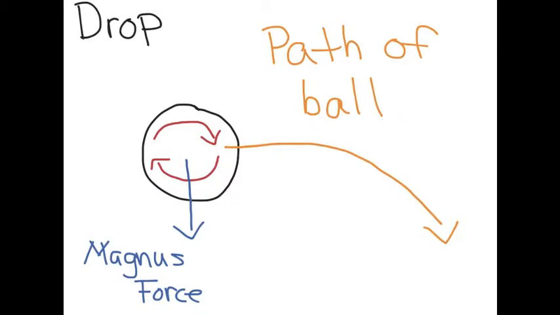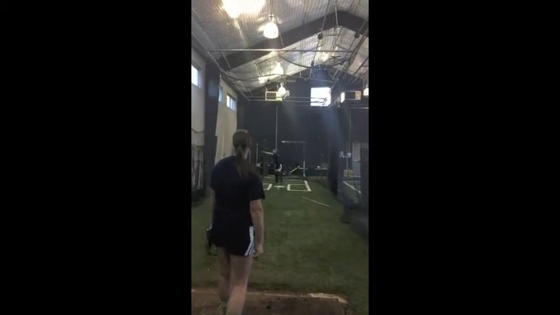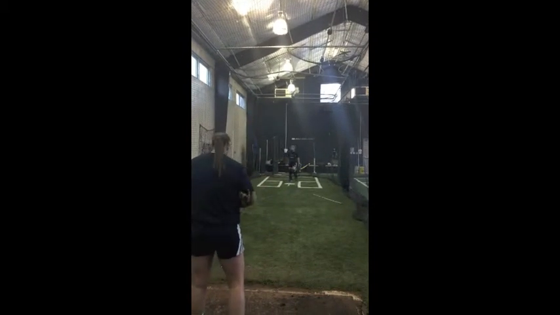Since the air will move from high to low pressure, the air above the ball will push the ball down as it tries to move downward towards the low pressure, causing the ball to drop. The final example is a rise ball, which is very similar to a drop ball, except it rises as it gets closer to the catcher instead of sinking. This is due to the pitcher putting backspin on the ball.